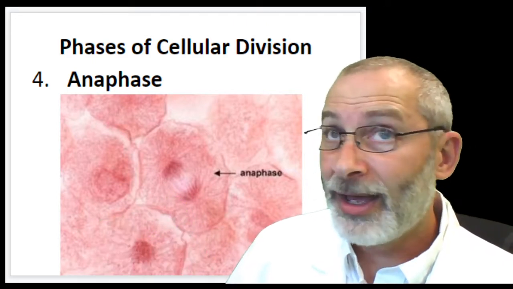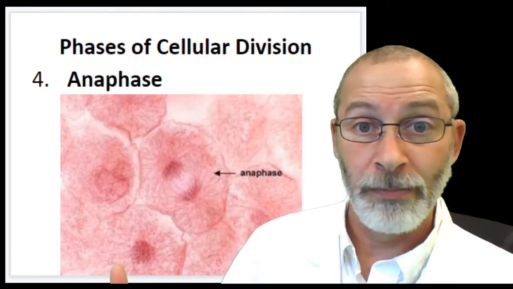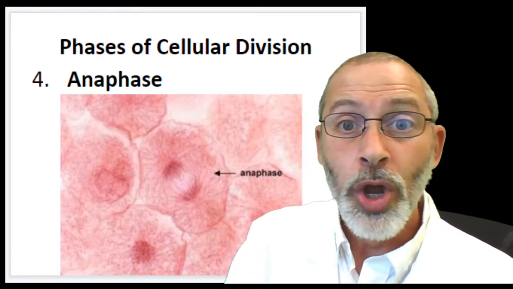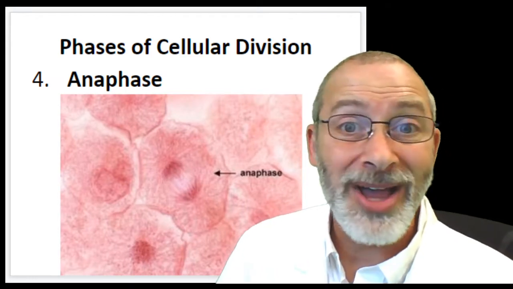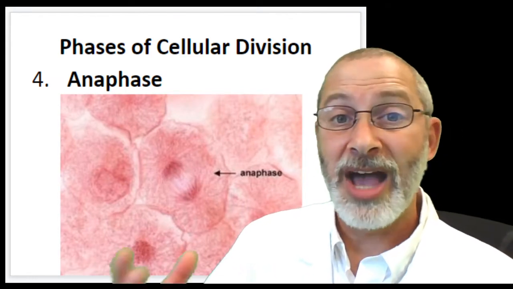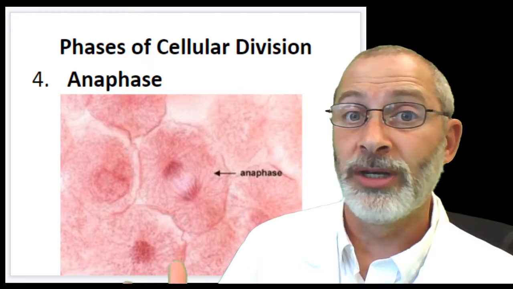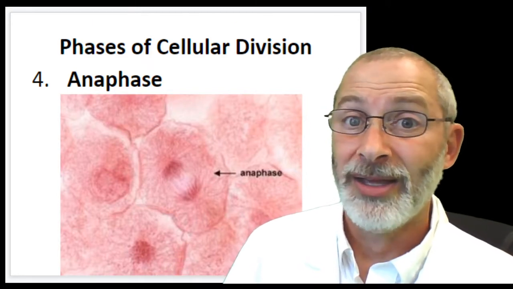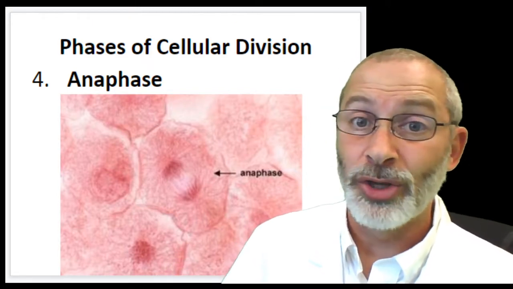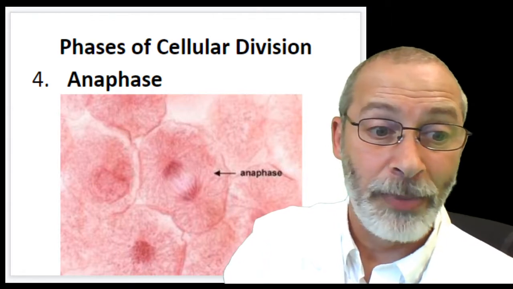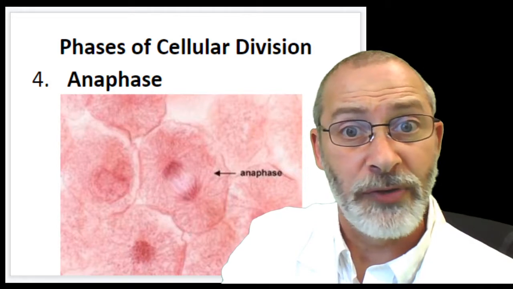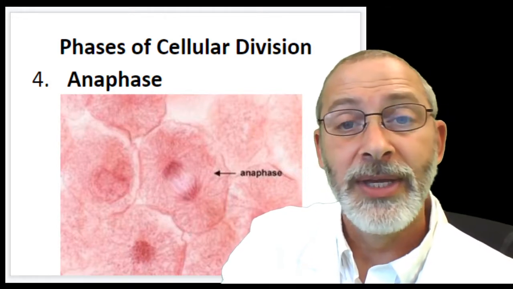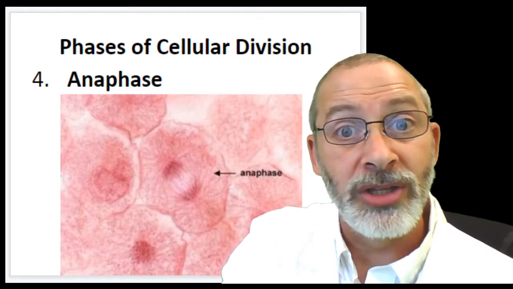Otherwise, it would be like giving you a brand new computer with no motherboard in it, with no guts in it. That computer's not going to work very well. You've got to have that information contained in every cell, in every nucleus, and you need the chromosomes in order for that to happen. So all of these phases are important, but anaphase is the first one that separates the important information into two parts.